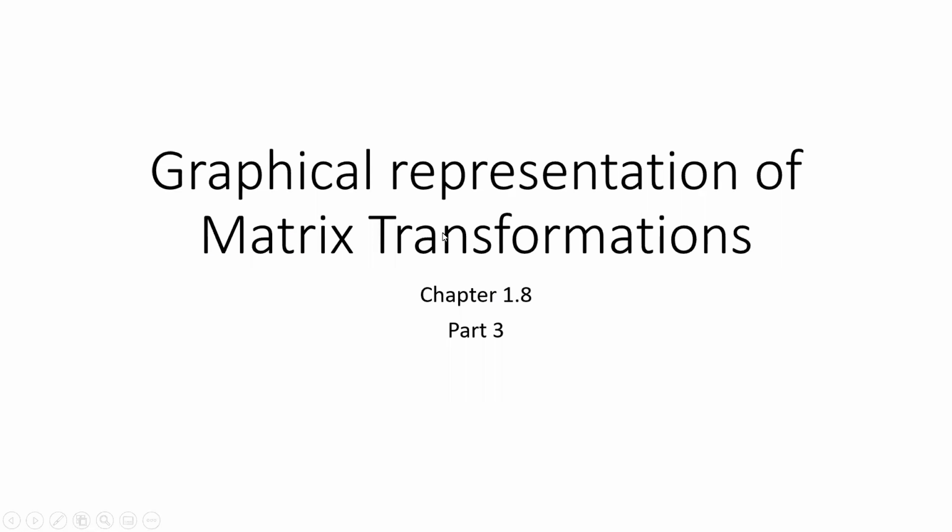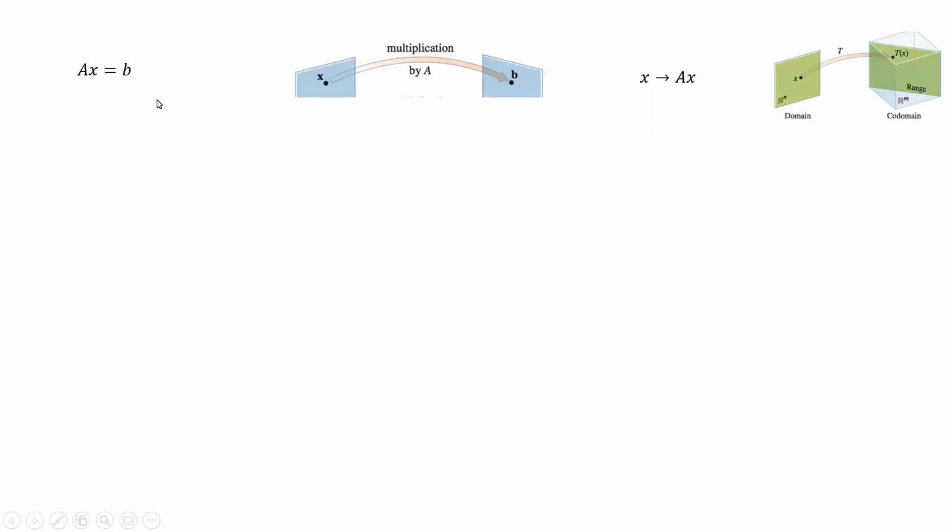Hello, this is part 3 of chapter 1.8, and we will talk about visualization of geometric transformations, how we can actually sketch them. And just to remind you that we can represent our transformation by just matrix multiplication. We have matrix A, which we multiply by a vector X in n-dimensional space, and it gives us a vector B in the m-dimensional space. So we often say that we transform vector X into AX.